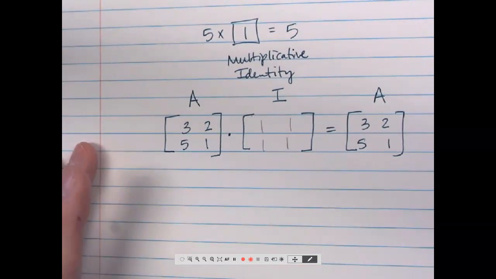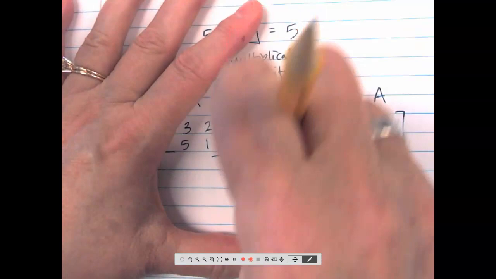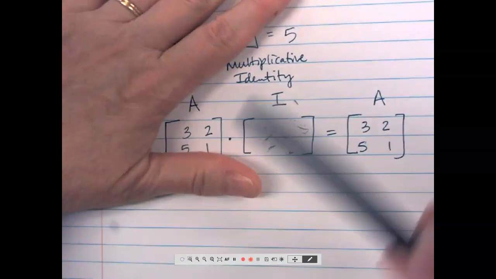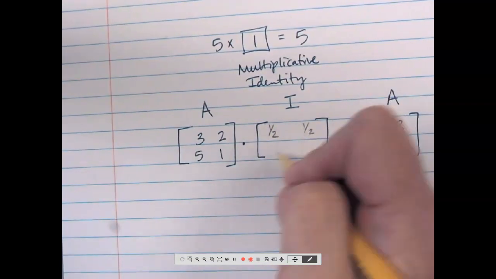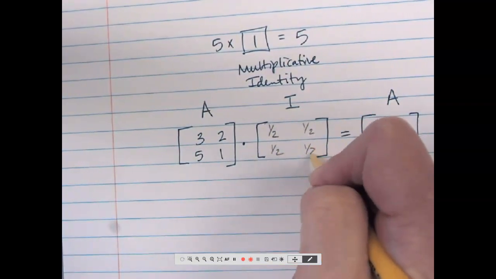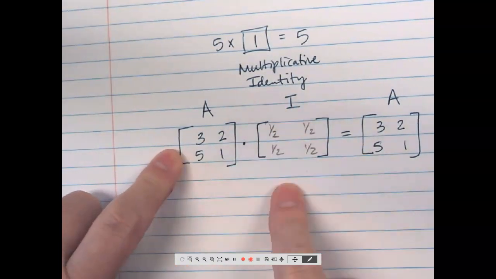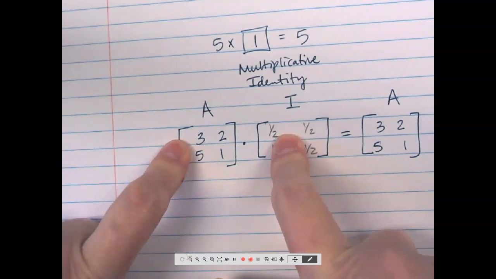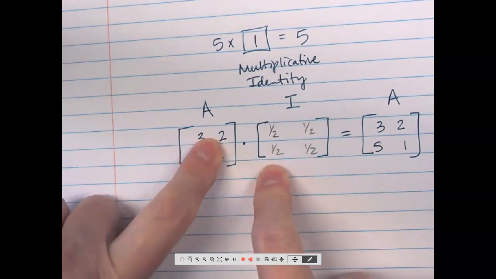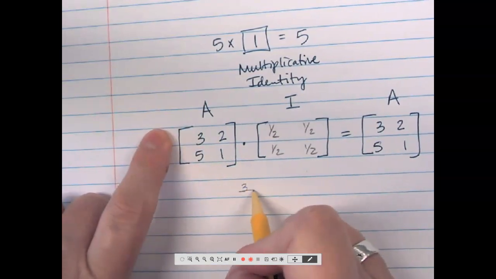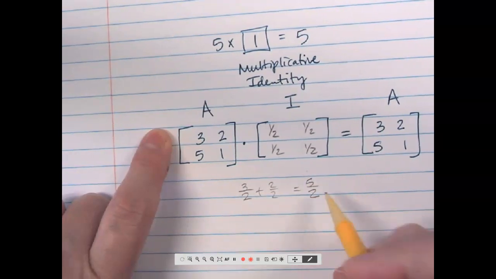Times 1/2 where? Like all of them 1/2s? Okay. Try it. And this is how you figure stuff out. You get it wrong and then you realize, oh, well, let's try this. Well, let's try that until you finally get there. So I'm going to go across and down. 3 times 1/2 is 3/2, plus 2 times 1/2 is 2/2. 3/2 plus 2/2 is 5 over 2.